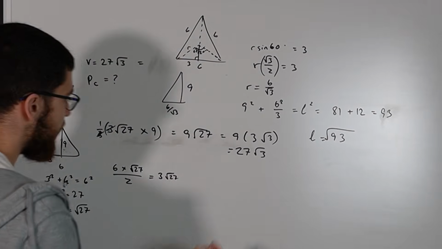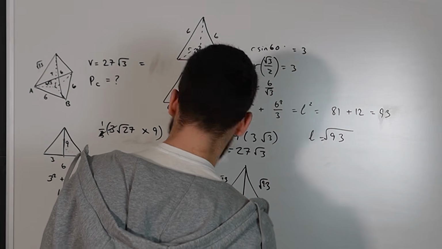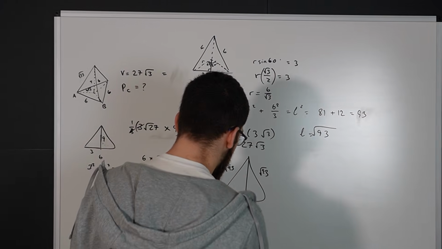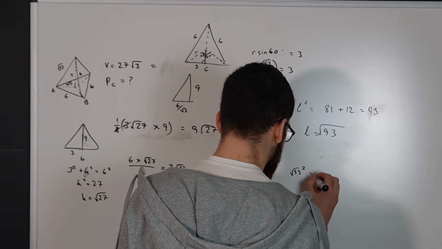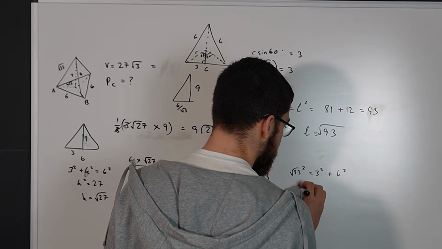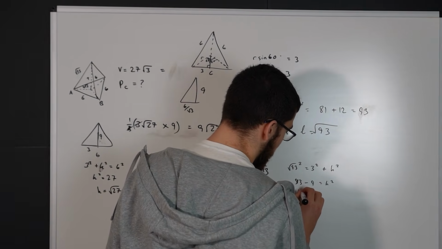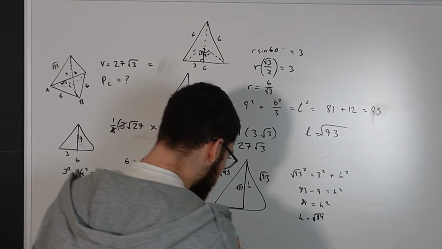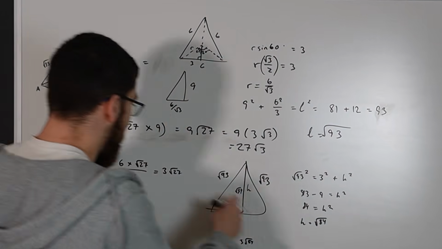And then we need to find the surface area. So we've got a triangle here, root 93, root 93. This is going to be half the base along here, which is 3. So we've got to find the area here, so let's just do Pythagoras' theorem again. Root 93 squared equals 3 squared plus whatever this height is squared. 93 minus 9 is 84 equals h squared. So h is root 84. So we've got root 84 here, and we do this times this, which gives us 3 root 84, the surface area of the triangle.